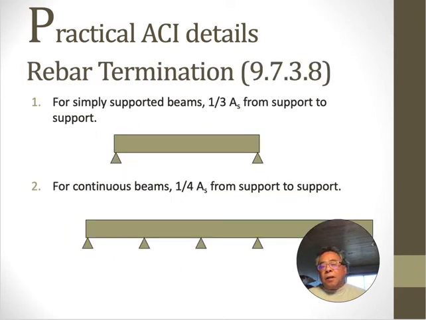And then there are more of these practical details that have to do with positive moment. If you have a simply supported beam, 1/3 of your steel has to go from support to support. So 1/3 of your steel has to go from one support to the other support. Okay, so that means you cannot cut more than 2/3.